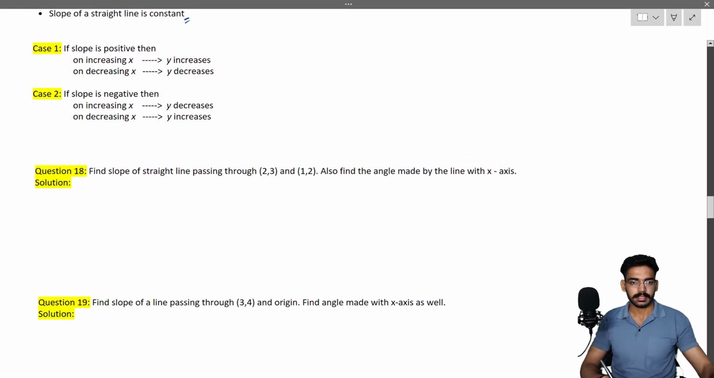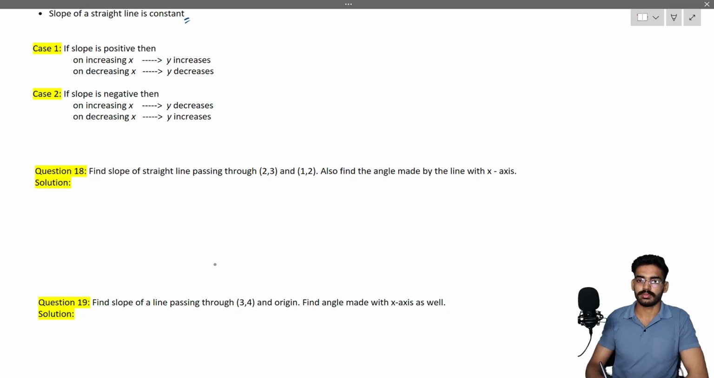Now what is the question given? Find the slope of a straight line passing through (2, 3) and (1, 2). Also find the angle made by the line with the x-axis. Okay, let's solve the question.